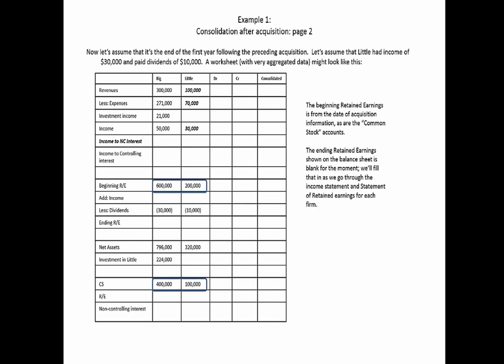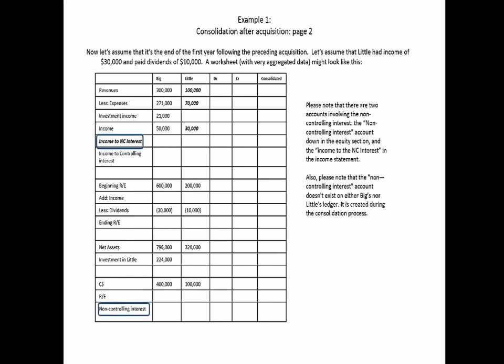The beginning retained earnings is from the date of acquisition information, as are the common stock accounts. The ending retained earnings shown on the balance sheet is blank for the moment. We'll go ahead and fill that in as we go through the income statement and statement of retained earnings for each firm. Again, at this point, I'm just running through the trial balance, which is sort of the foundation for our consolidation worksheet.